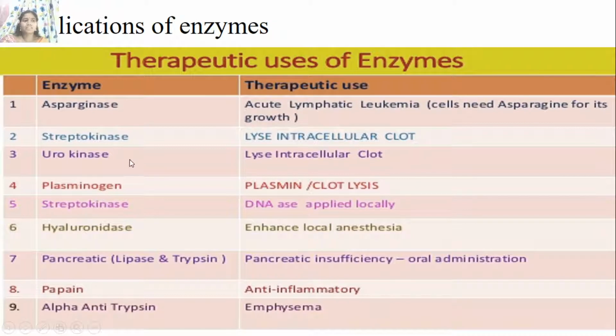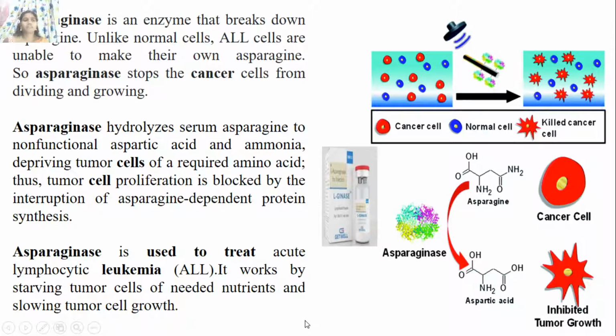Streptokinase and urokinase act on plasminogen, and they are used to break clots or fibrin. Hyaluronidase is used to break hyaluronic acid and enhances local anesthesia. Pancreatic lipase and trypsin are used to treat digestive disorders and pancreatic insufficiency by oral administration. Serratiopeptidase is a proteolytic enzyme used in the treatment of digestive disorders and also as an anti-inflammatory agent. Alpha antitrypsin is used in emphysema. We'll study them one by one.